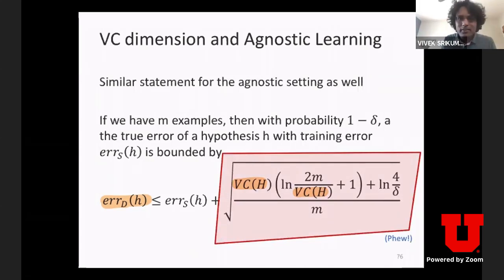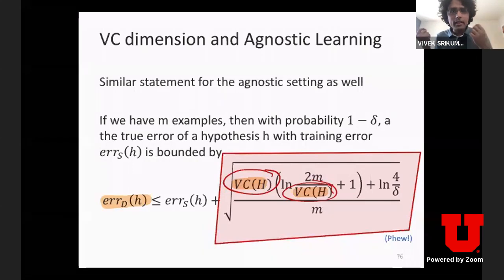So ignore the details of what's inside that quantity. The important thing is it depends on the VC dimension. In both cases, the result says that if the VC dimension gets really large, then the generalization error can get really large, because the bound gets weaker. We can't really guarantee anything more.